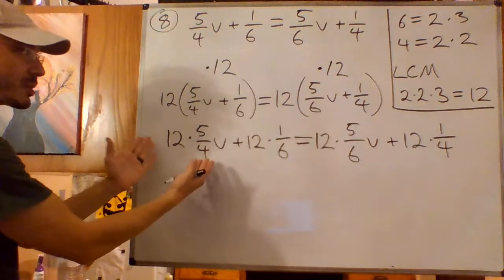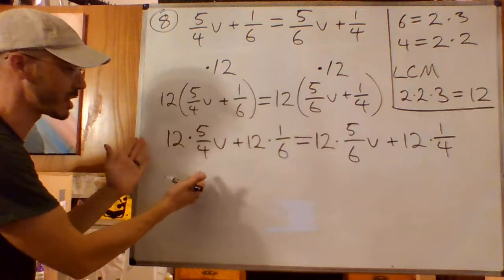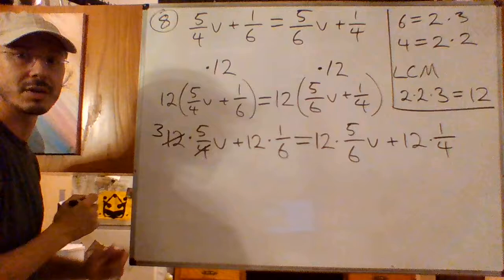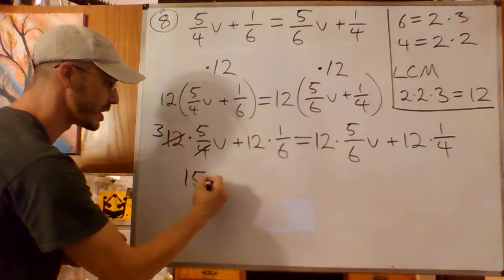Now we can focus on individual fraction expressions and what cancels. The 4 cancels with the 12, leaving a 3. So I have 3 times 5 is 15v.